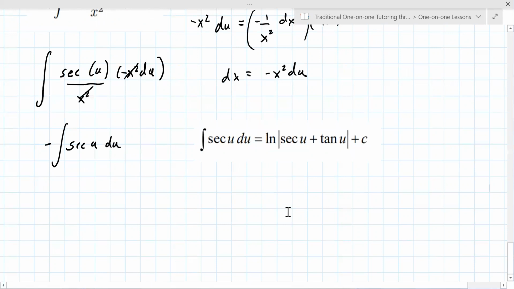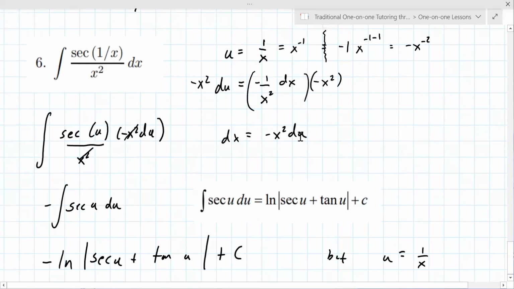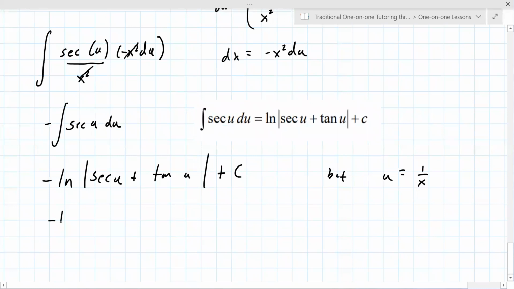Yes. So it becomes minus natural log absolute value of secant u plus tangent u plus c, but u is 1 over x because we made that substitution. So we've got to go back and back substitute. It's very often the case that students forget to do this, and you want to always get in the habit of checking for that.